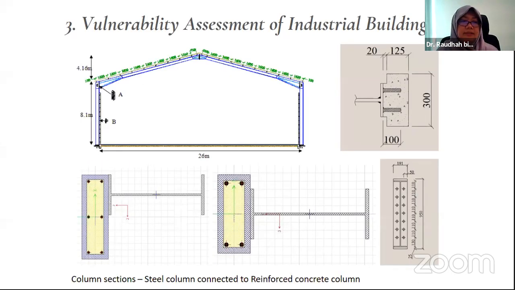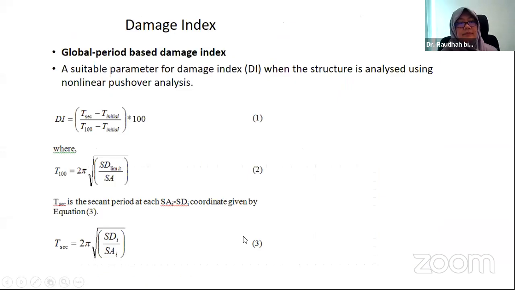These are some of the layouts of the portal frame. It has here an RC column with the attached steel portal frame. In my study, I'm using a damage index that is based on the global period-based damage index. These are some of the information and parameters being used. In many available studies, there are many damage index parameters that can be used.